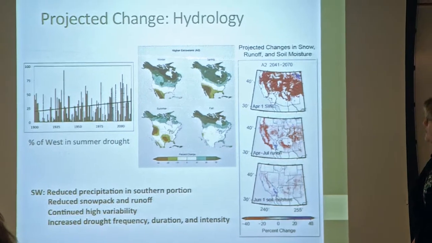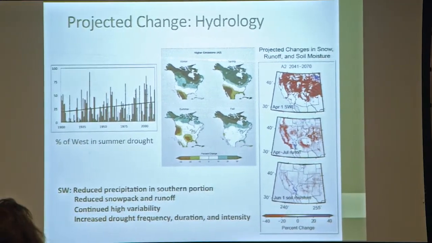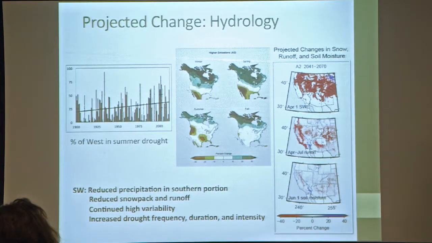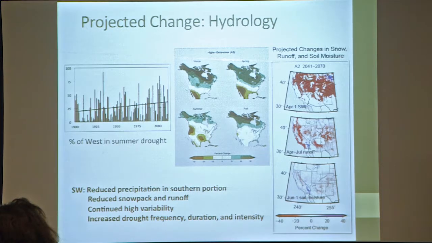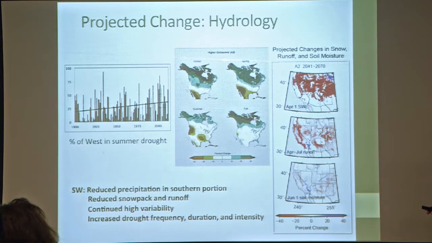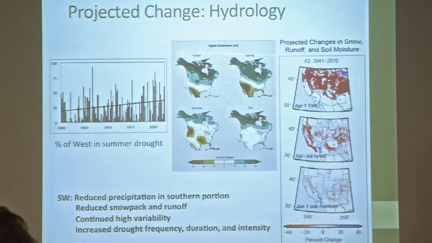Okay, how will hydrology change? Again, hydrology is much more difficult because it's very, very difficult to predict in a highly variable area, but there are some things that we know. We know that there's a reduction in snowpack, and we expect that. And many of the cities in the Southwest are highly dependent on mountain snowfall and snowpack to deliver water supplies.